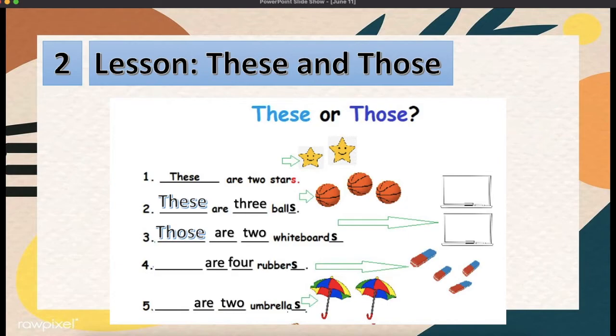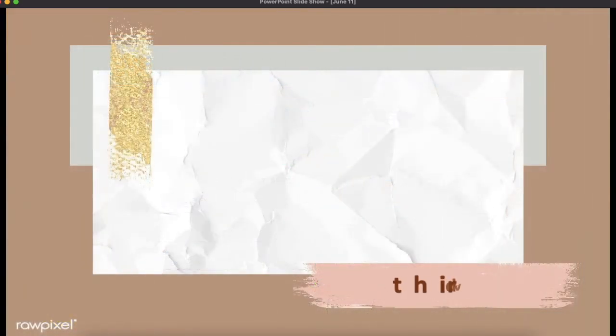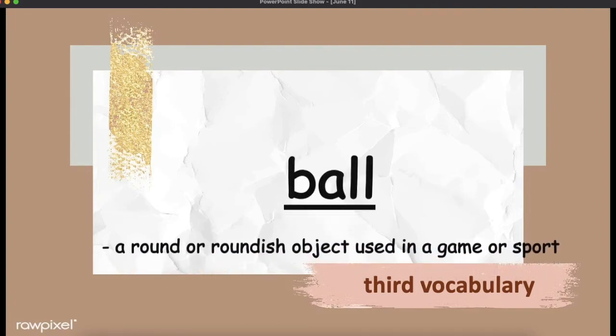Number four. Blank are four rubbers. It is far and how many rubbers? We have 1, 2, 3, 4. So since we have 4 rubbers and it is far, we are going to use those. Those are 4 rubbers. Now for the last number, number 5, blank are 2 umbrellas. We have 2 umbrellas and it is near, so we are going to use these. These are 2 umbrellas.